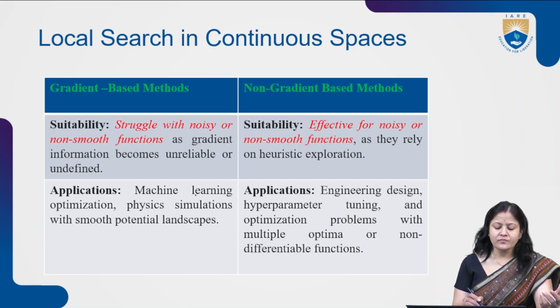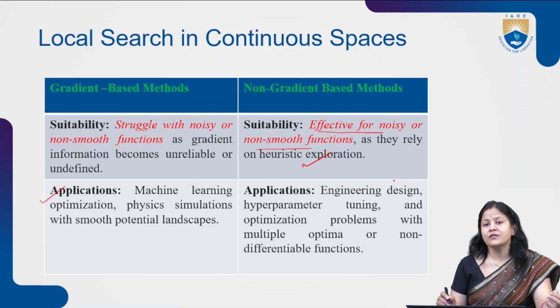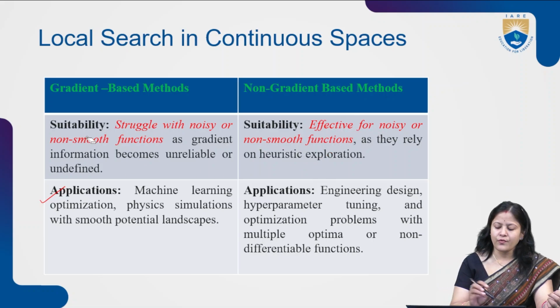But in this case it is effective for noisy or non-smooth functions, because we are not calculating any partial derivative of the objective function. Here we directly use the heuristic value for exploration. And for applications, the gradient method is used in machine learning optimization and physics simulations with smooth potential landscapes, whereas non-gradient methods are used in engineering design, hyperparameter tuning and optimization problems with multiple optima or non-differentiable functions.